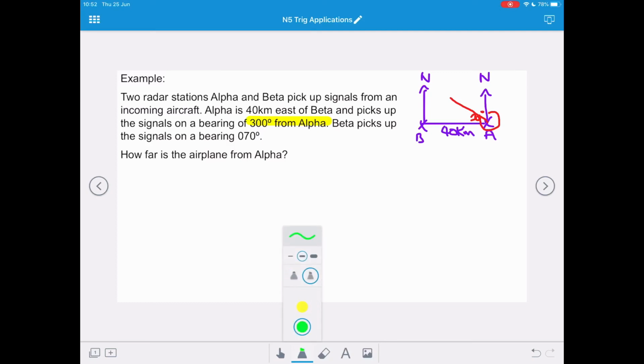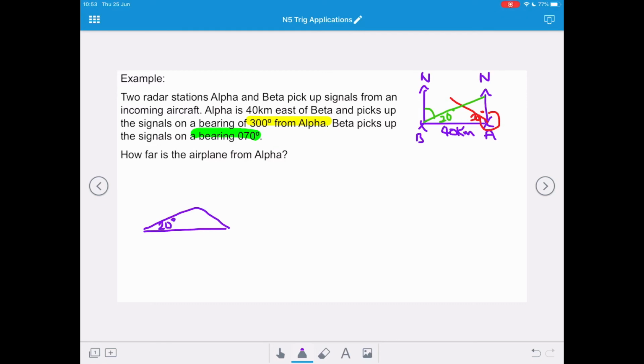Now, the next thing we need to do is work out a bearing of 70 degrees or 070 from north for where the plane is going to be picked up from Beta. So if we measure round clockwise from north, an angle of 70 degrees, that means that the angle in our sketch down to east is going to be a 20-degree angle. So we can mark that on in our sketch. And the aircraft is where the green and the red lines intersect in our sketch. So the next thing we want to do is take that triangle separately.